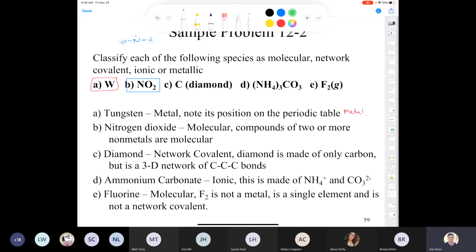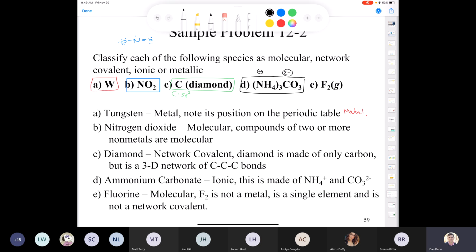Diamond is a specific example that we looked at. It's an allotrope of carbon, just a bunch of sp3 hybridized carbons all held together by covalent bonds, and so that would be a network covalent solid. The next one is ammonium carbonate. So if we go to ammonium carbonate, ammonium is a cation and carbonate is an anion, right? Carbonate has a 2- charge.